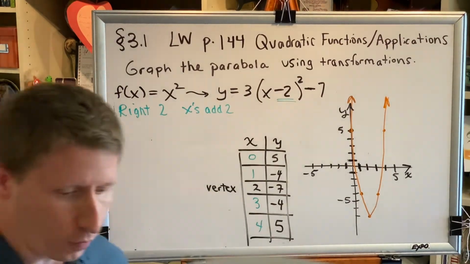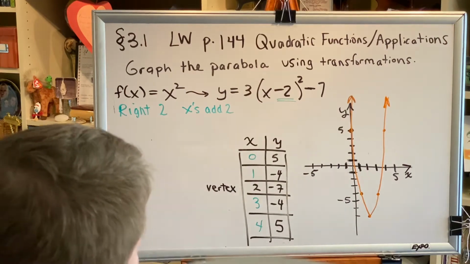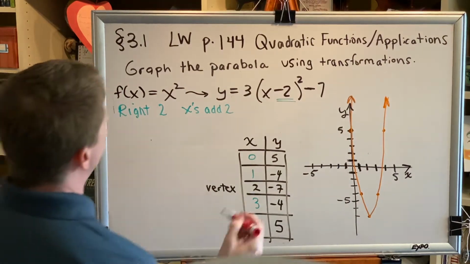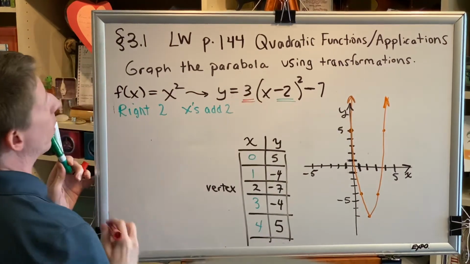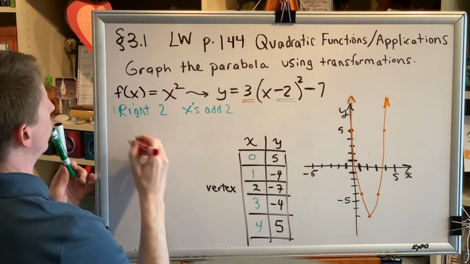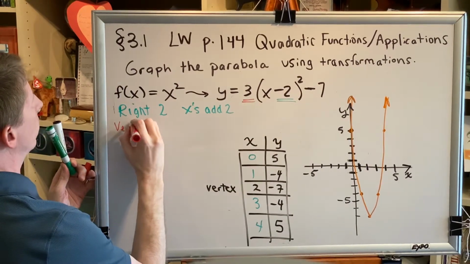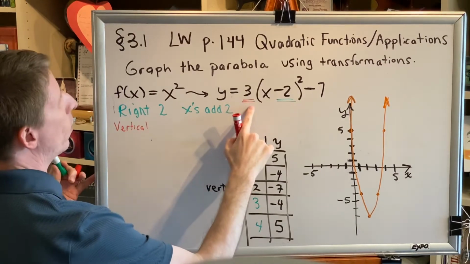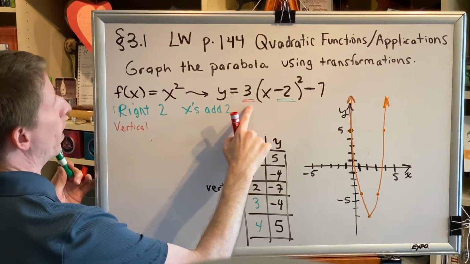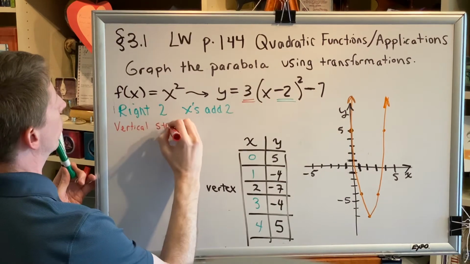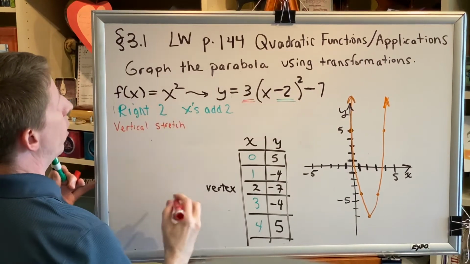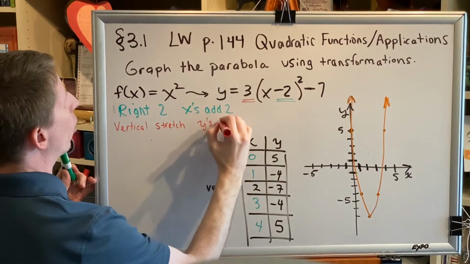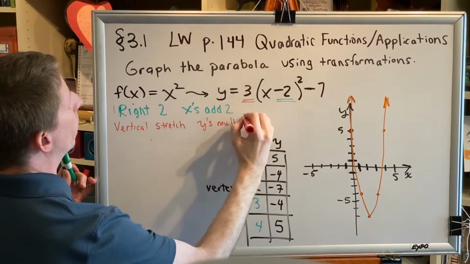Okay, the next thing we look for would be stretching and shrinking, which is this number 3 right here. It is outside, far from x, which makes it a vertical stretch or shrink. Vertical behaves the way we would expect, and since 3 is bigger than 1, this is a stretch. Therefore, the y's are all multiplied by 3.